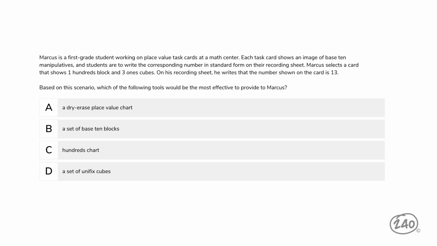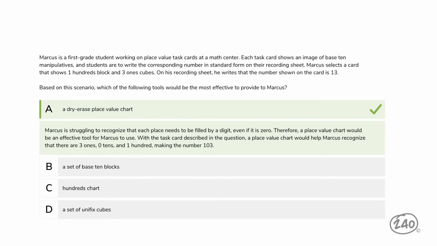Marcus selects a card that shows 1 100s block and 3 1s cubes. On his recording sheet, he writes that the number shown on the card is 13. Based on the scenario, which of the following tools would be most effective to provide to Marcus? Marcus is struggling to recognize that each place needs to be filled by a digit, even if that digit is 0. Therefore, a place value chart would be an effective tool for Marcus to use. With the task card described in the question, a place value chart would help Marcus recognize that there are 3 1s, 0 10s, and 1 100, making the number 103.